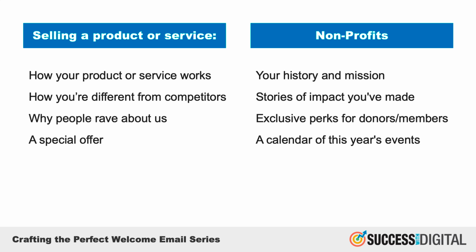If you're a nonprofit or not-for-profit, you might want to talk about your history and your mission, stories of impact that you've made, and exclusive perks for donors and members. So if there are exclusive perks for them, let them know what those are, and have links to be able to donate. And then if you have a calendar of events, you'd probably want to include that, or at least a link to where they'll be able to find that information.